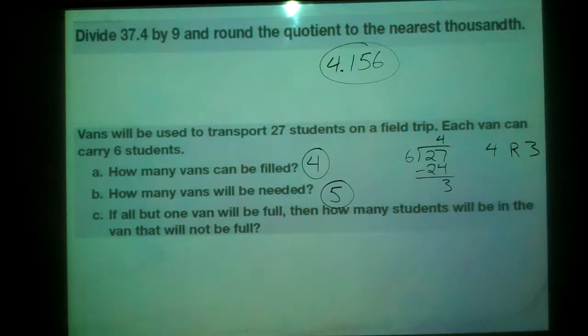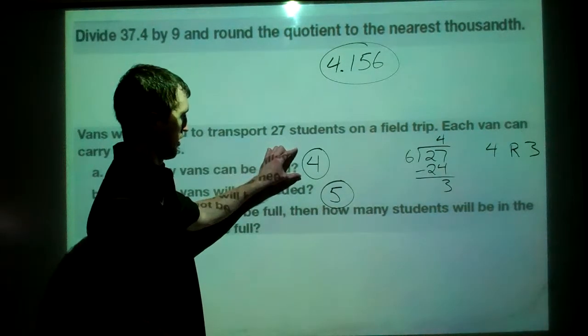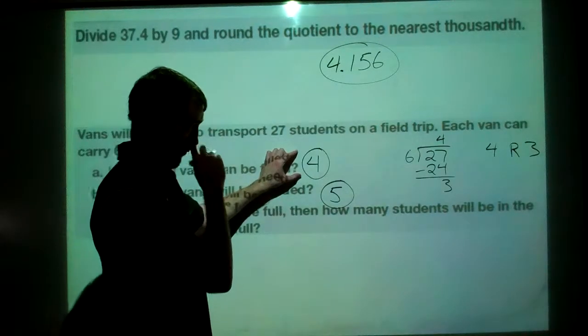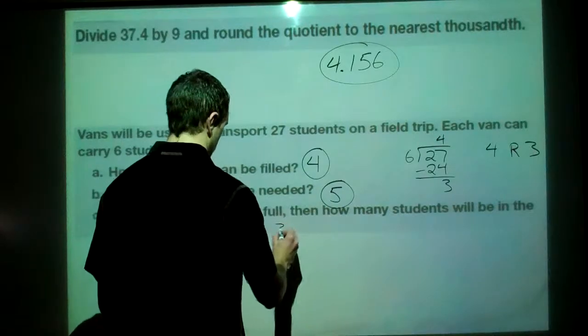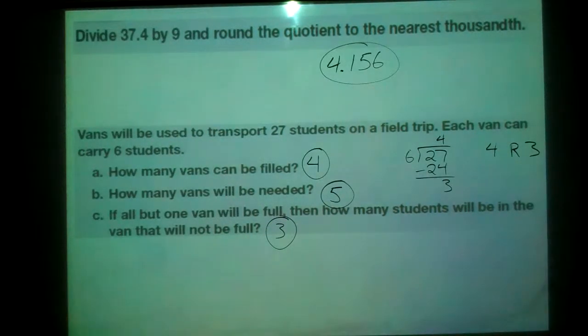And see, if all but 1 van will be full, then how many students will be in the van that will not be full? Well, we've got 4 vans that will be full with 6 students in them, and we've got 3 left over. So there should be 3 students in the van that will not be full.